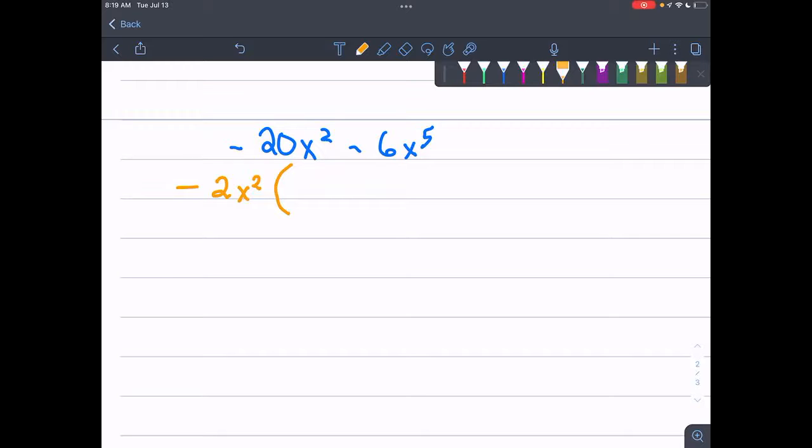And then we're just doing division. Negative 20 divided by negative 2 is 10. We took out both of the x's. What's the next sign going to be? Positive. Yeah, if you take a negative out of a negative, so negative 6 divided by negative 2 is positive 3. We took out 2 of the x's.